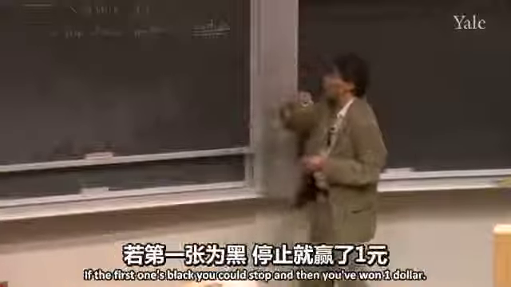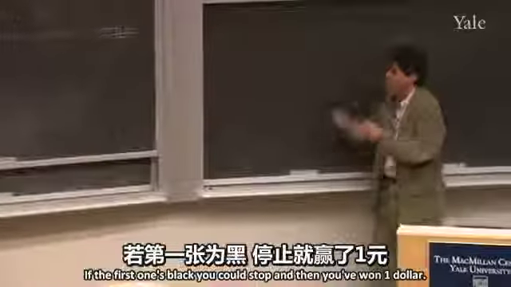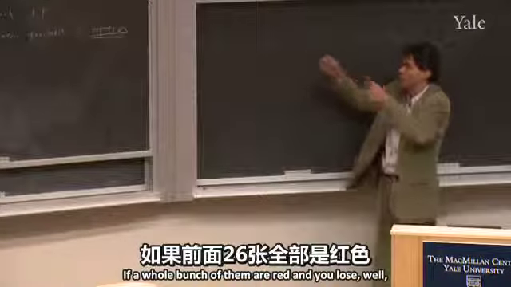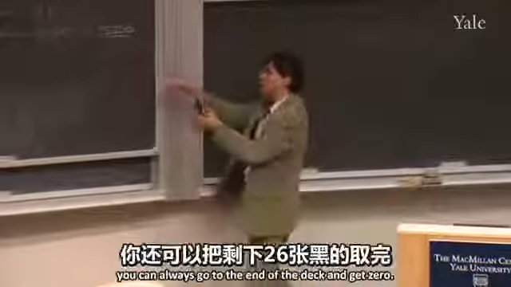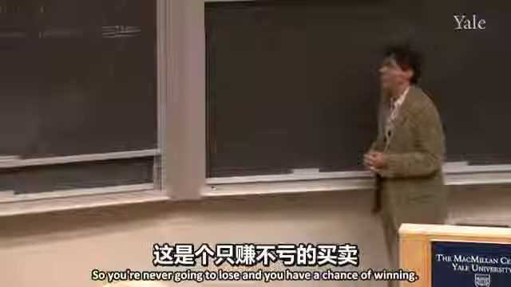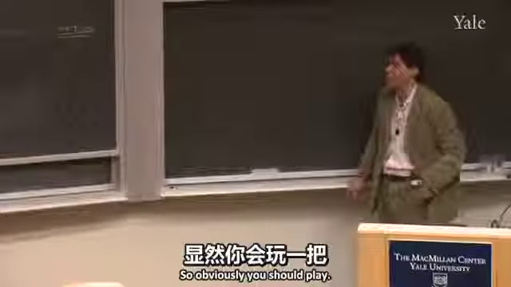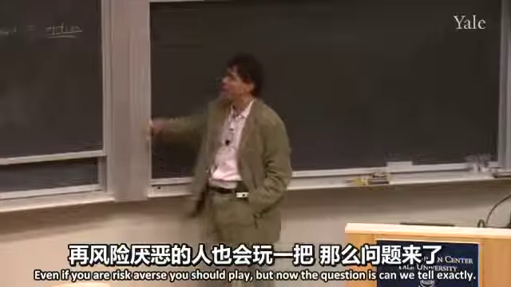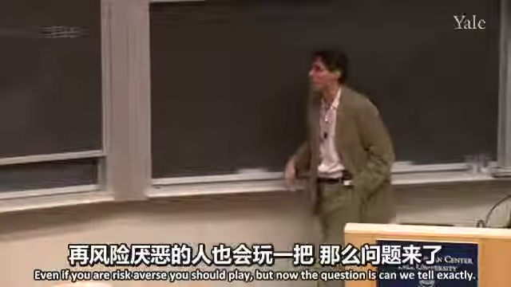So this is actually a pretty valuable option to be able to stop. Like he says, if the first one's black, you could stop, and then you've won $1. If a whole bunch of them are red and you lose, well, you can always go to the end of the deck and get 0. So you're never going to lose, and you have a chance of winning. So obviously you should play, even if you are risk averse. But now the question is, can we tell exactly?